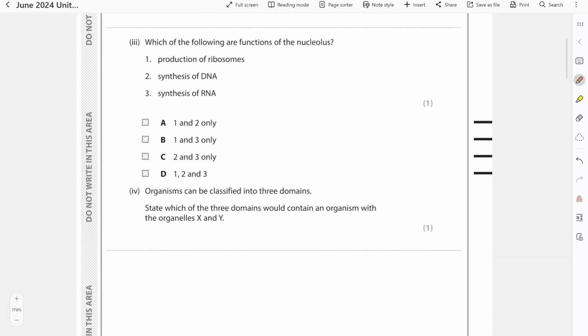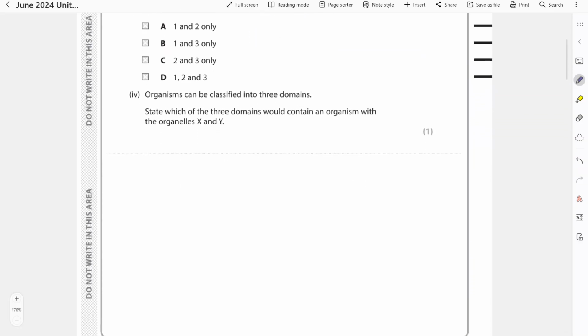All right, part 3. Which of the following are functions of the nucleolus? So the nucleolus is responsible for producing ribosomes and for synthesizing RNA. So specifically, the nucleolus is responsible for producing rRNA. The R in rRNA stands for ribosomal. And if you recall, ribosomes are made up of protein and rRNA. All right, let's move on to part 4.